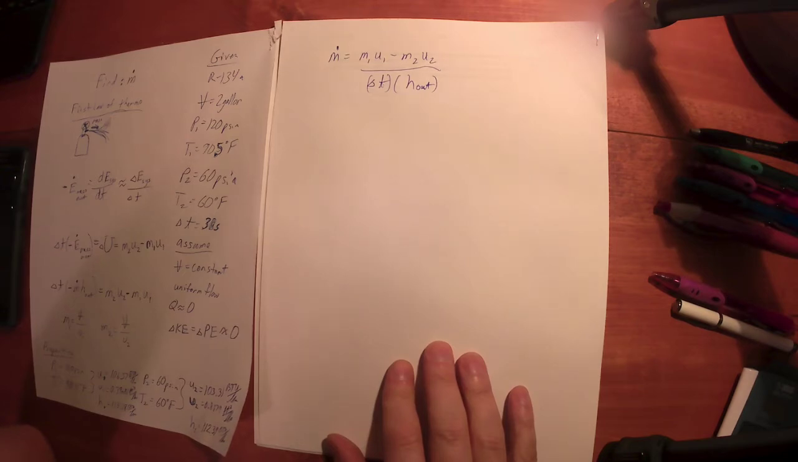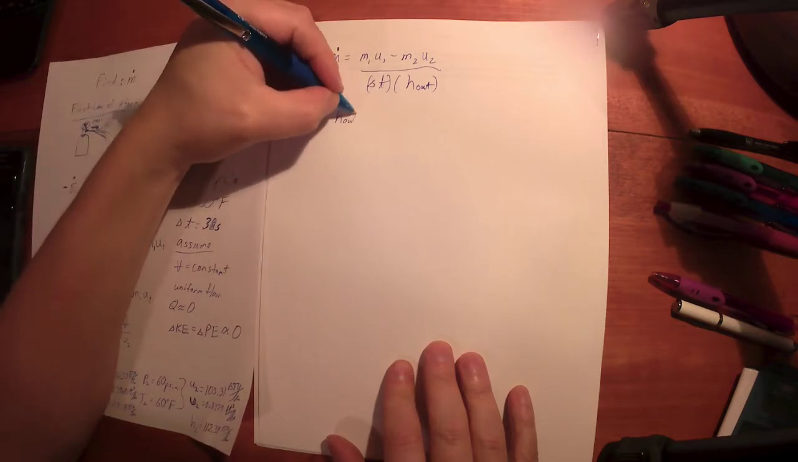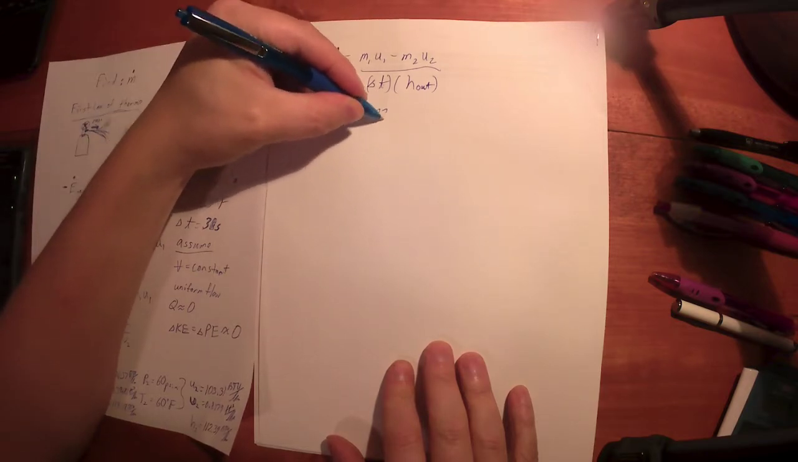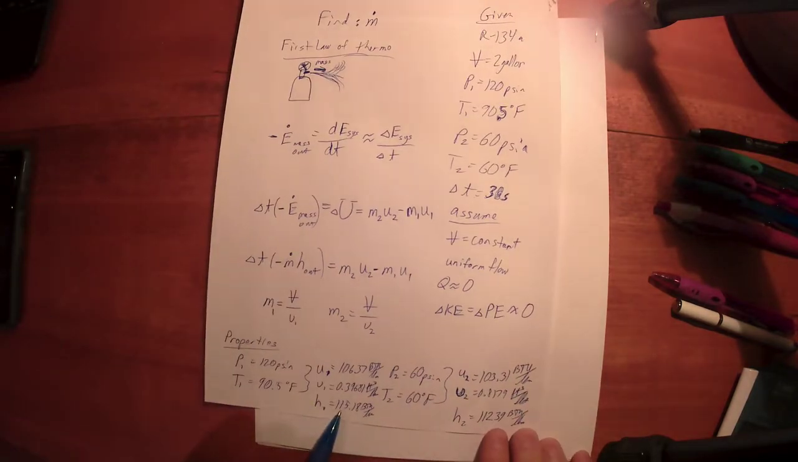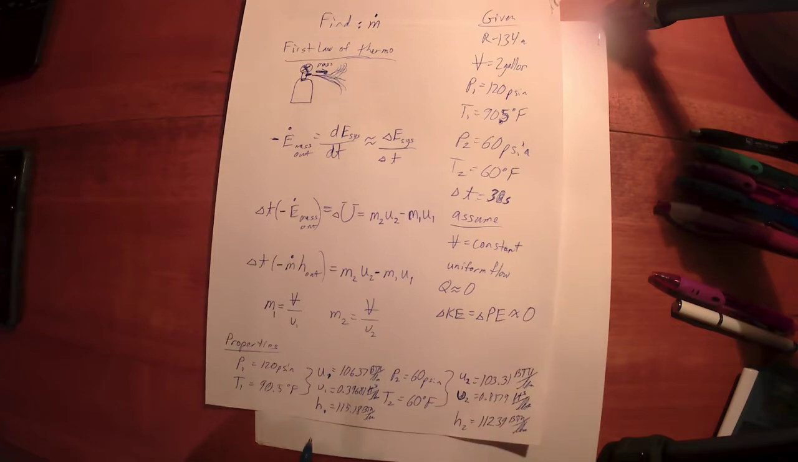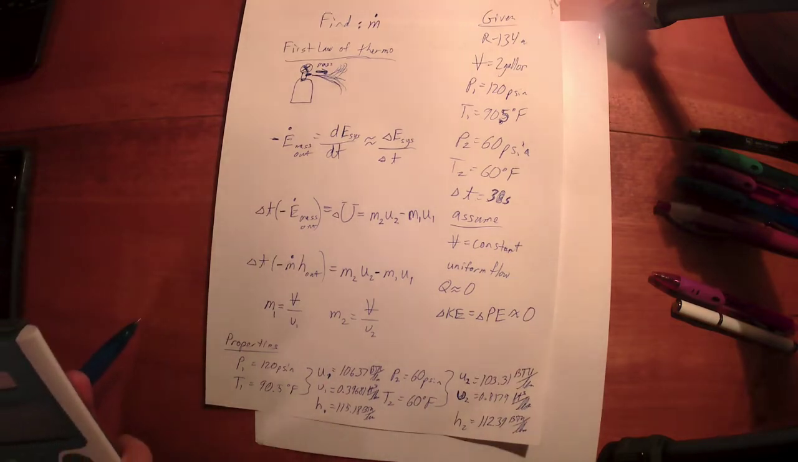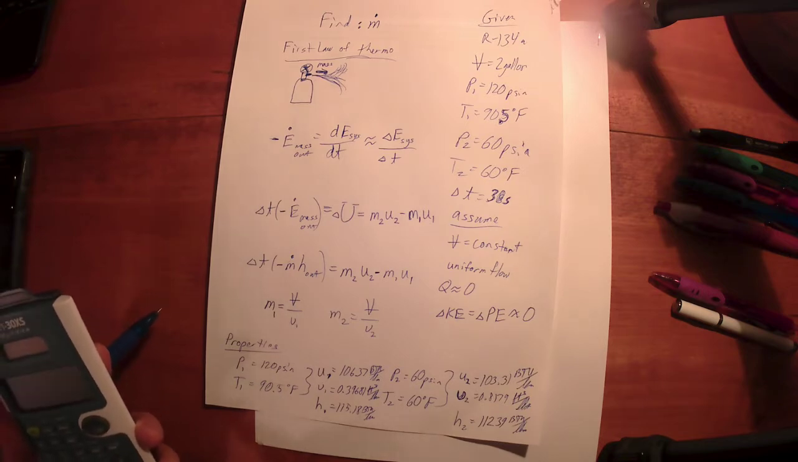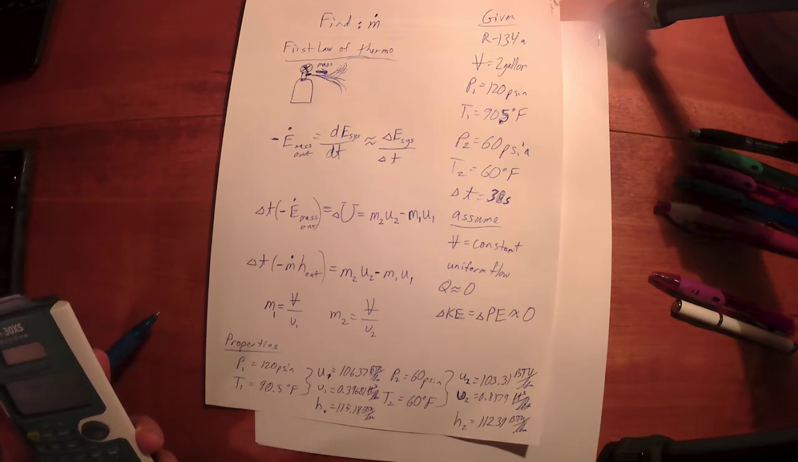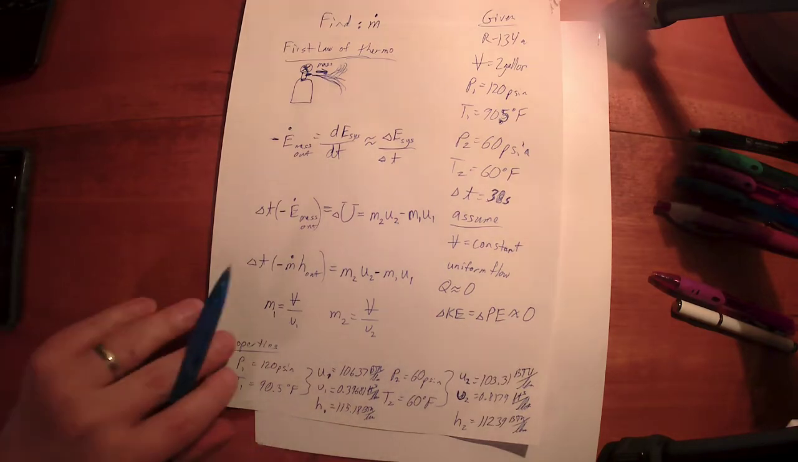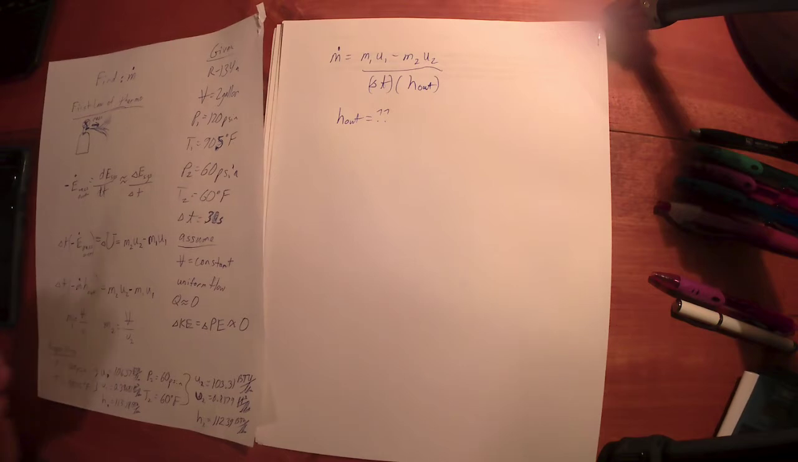What do we do next? What do we do with H out? Let's talk about H out. Well, notice the H values. We're going from 115 down to 112. I think I might average those, honestly. That's 115.18 plus 112.39 divided by 2. Get 113.79.